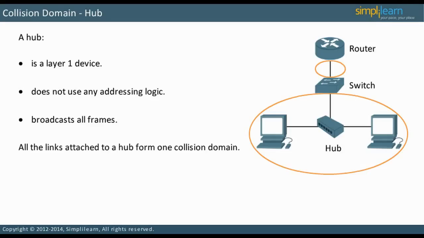The topology on the right circles the collision domains. You can see that the hub and all the devices attached to it are in one collision domain. In contrast, the connection between the switch and the router is in its own collision domain. In the next slide, let us focus on collision domain switch.